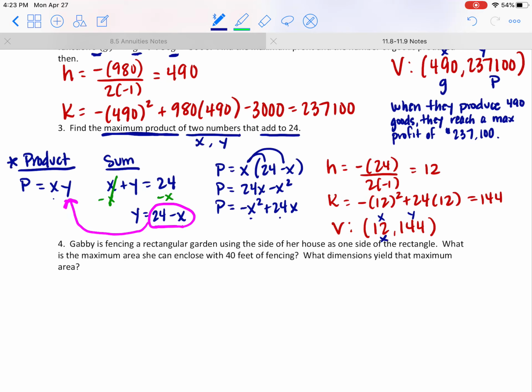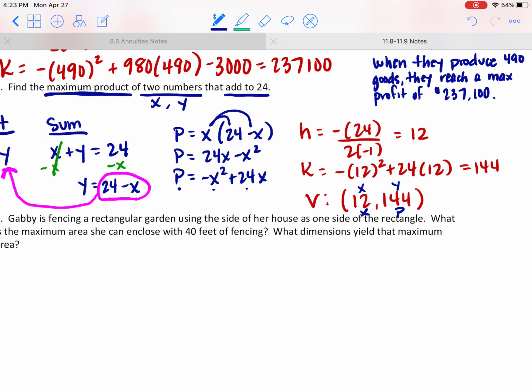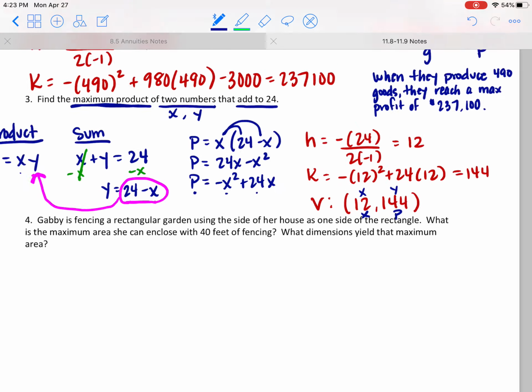So normally, again, this represents an x value and a y value, but think about the function that we were looking at, the function that we just found the vertex of.